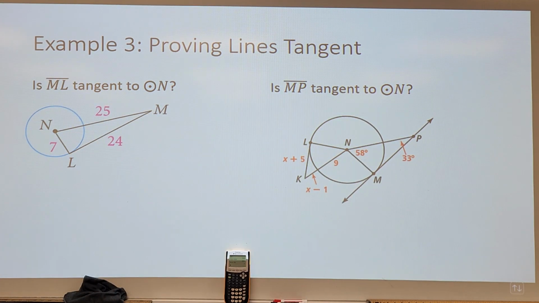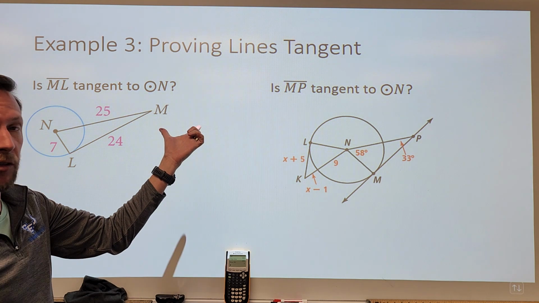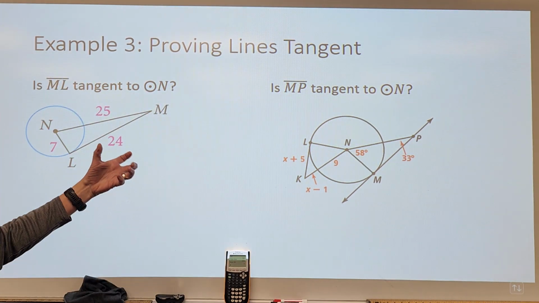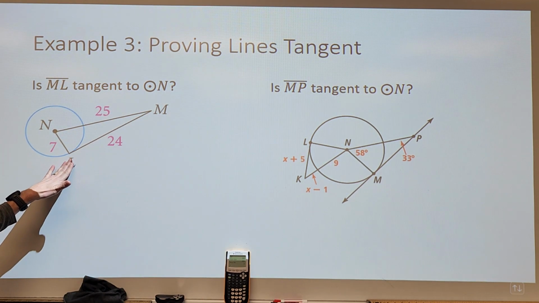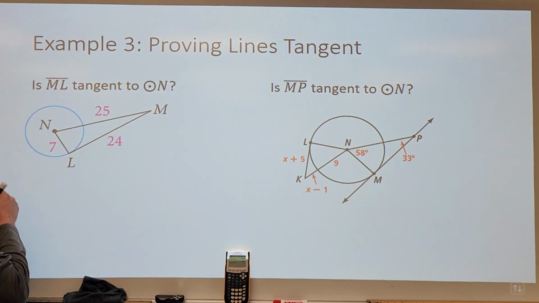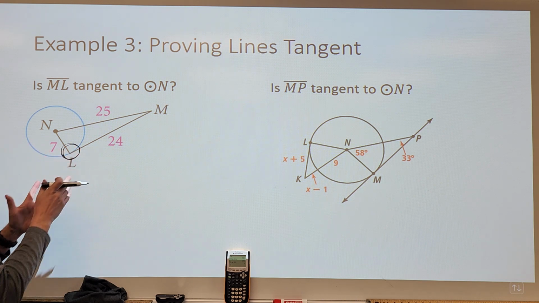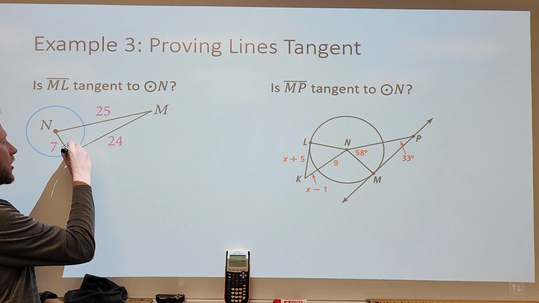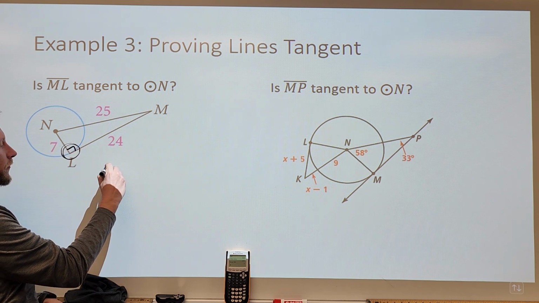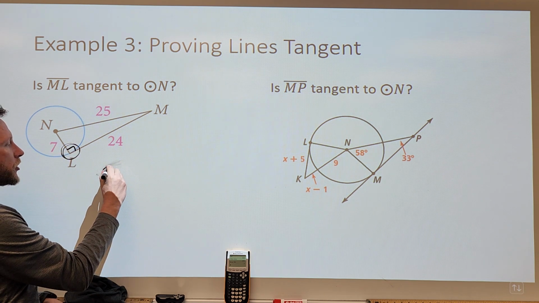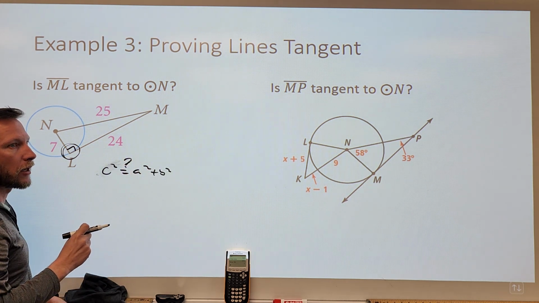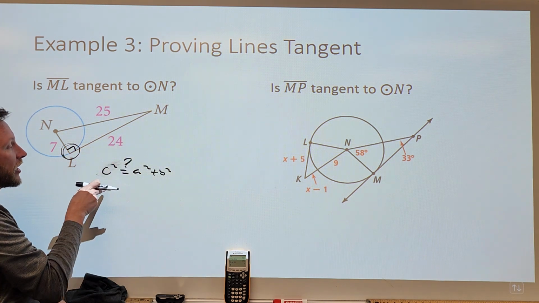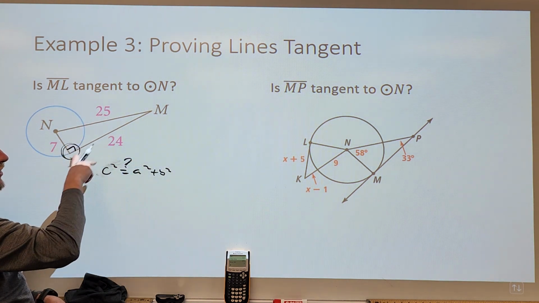All right, example 3. Here we're going to ask the question, using the converse of that theorem, how can we show that this segment is tangent to the circle? Well, if it's tangent, then this would have to be a right angle. How can I check if this is a right angle? Well, I would have to say that this would have to fulfill the Pythagorean theorem. Does c squared equal a squared plus b squared? The converse of the Pythagorean theorem states that if c squared equals a squared plus b squared, then this triangle is a right triangle.